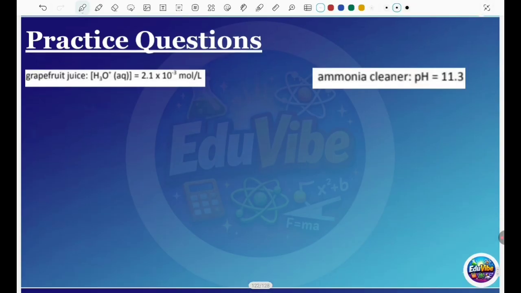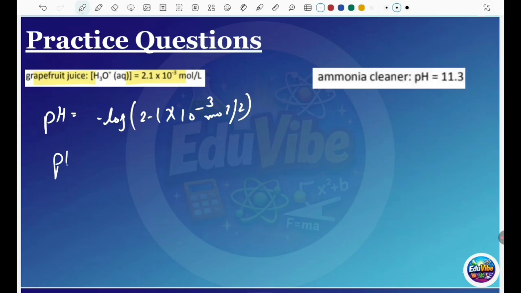Next we have the pH and pOH questions. The first one is the grape juice. We have the concentration of hydronium, so we have to find the pH. pH is minus log of this. You have to memorize those formulas, which we did. You can watch the full lesson. Done. So pH is equal to 2.68 for this, with 2 significant digits.